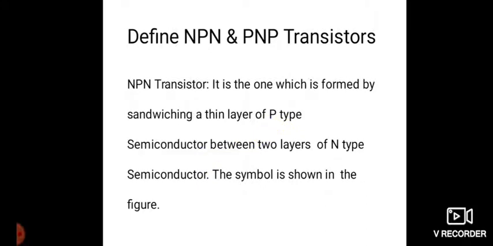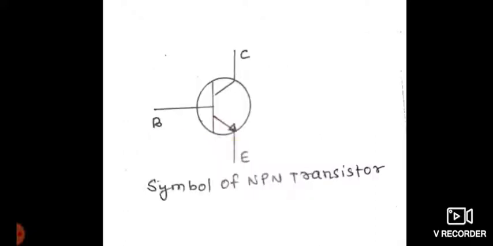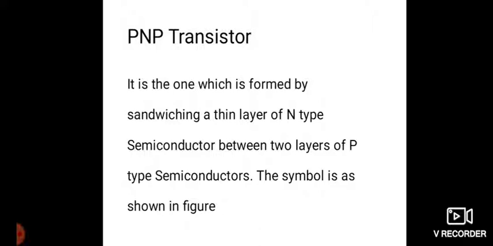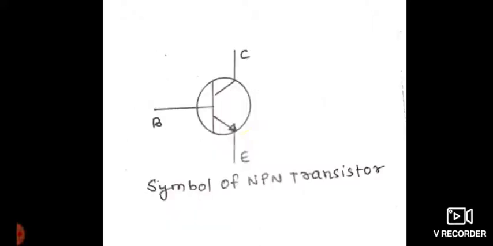Now, what is a PNP transistor and an NPN transistor? This we have already discussed in the first question, or I think the second question. So, what is an NPN transistor? An NPN transistor is the transistor formed by sandwiching a thin layer of P type semiconductor in between two layers of N type semiconductors, whereas the PNP transistor is one which is formed by sandwiching a thin layer of N type semiconductor in between two P type semiconductors.